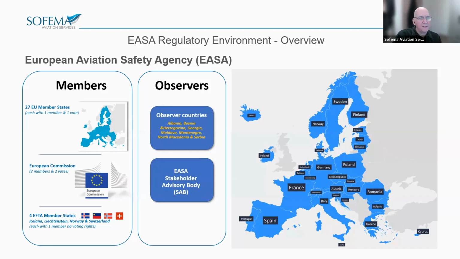So the functions of EASA are managed under a management board, which brings together representatives from those member states, and also observer countries, which are countries that are not actually part of the European Union, but they've got a stake in following the regulation system for aviation in Europe. Also involved is the EASA Stakeholder Advisory Board, with its members drawn primarily from the aviation industry, manufacturers, maintenance companies, etc. And these parties take part as observers in the rulemaking process.